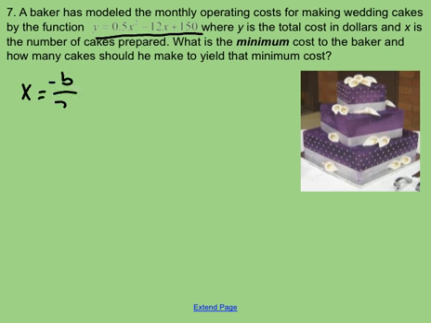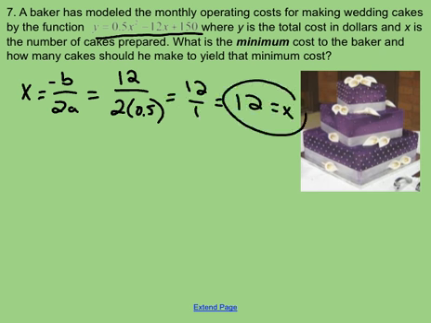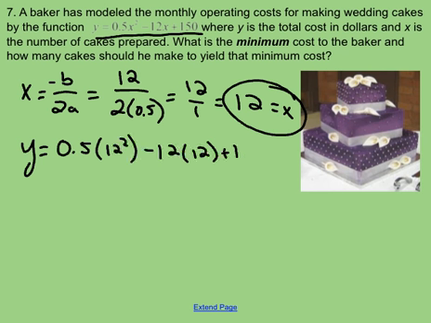X equals -b over 2a. That is -12. A negative of a -12 is a positive 12. 2 times 0.5 is 1. So this is 12 over 1, or 12 equals x. Now, I'm going to put that in my equation. Y equals 0.5 times 12 squared minus 12 times 12 plus 150. If you use a calculator, you're going to get y equals 78. It's 144, cut in half is 72, minus 144 is -72, plus 150 is a positive 78.